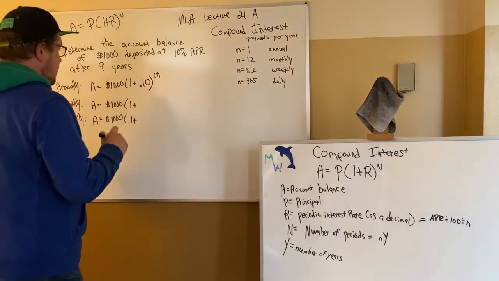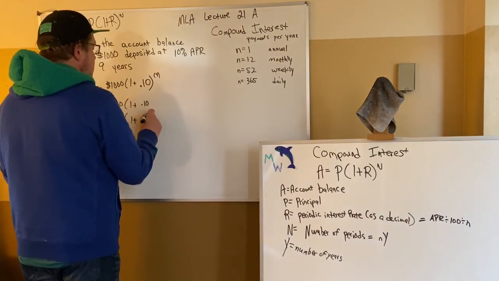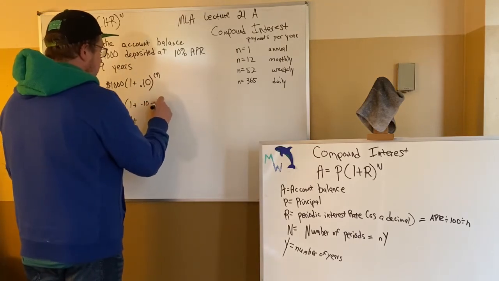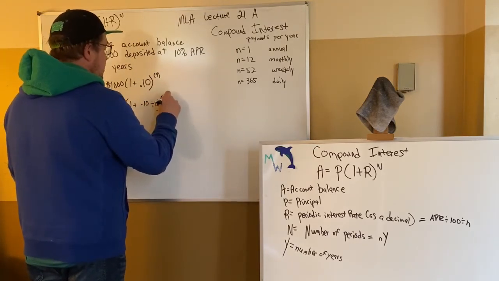What happens on this other one is it begins with 10%, which is already divided by 100, and then this is going to divide by 12, and it's going to go with 9 times 12.